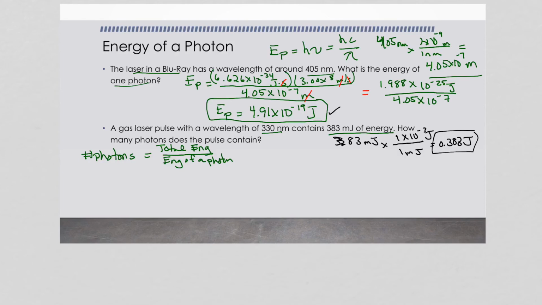Next, we want to calculate the energy of a single photon. We did that up here, so we're going to do the same thing. We're going to use hc over lambda because we have the wavelength. I'm not going to do the units conversion, but remember what we did up here, and we should see that 330 nanometers is 3.3 times 10 to the minus 7 meters.